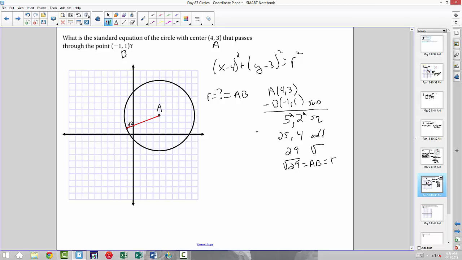So now we can finish off your equation. So x minus 4 squared plus y minus 3 squared equals square root 29 squared. Simplify further. The square root of 29 squared is just 29. And there's our answer. There's the standard equation of a circle with center 4, 3 and radius square root 29.